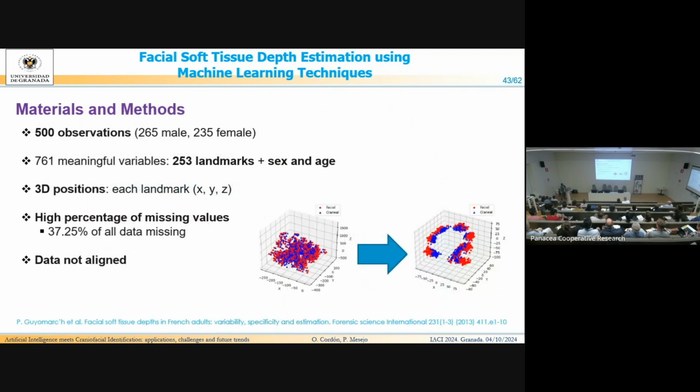Materials and methods we use. We were using 500 examples taken from this research paper, 253 landmarks plus sex and age. We have the 3D positions of all these landmarks, and we have many missing values, around 37% of all data missing. And in these kinds of situations, it's quite interesting to use what are called imputation methods. It's like interpolating, extrapolating points from the data set you have.